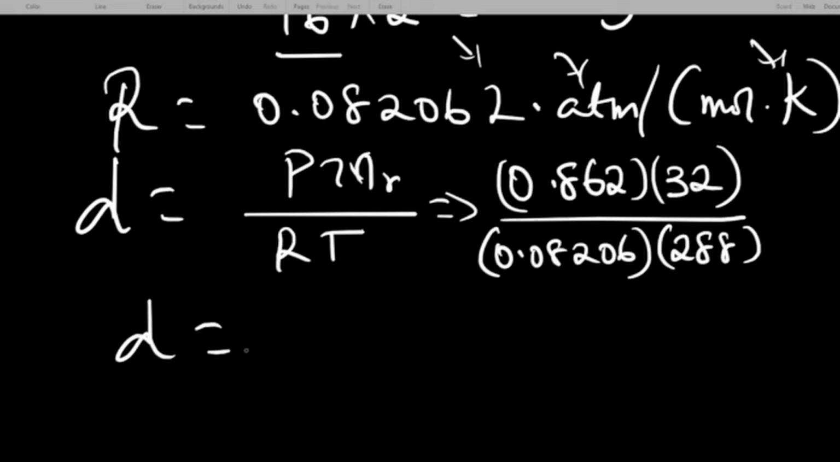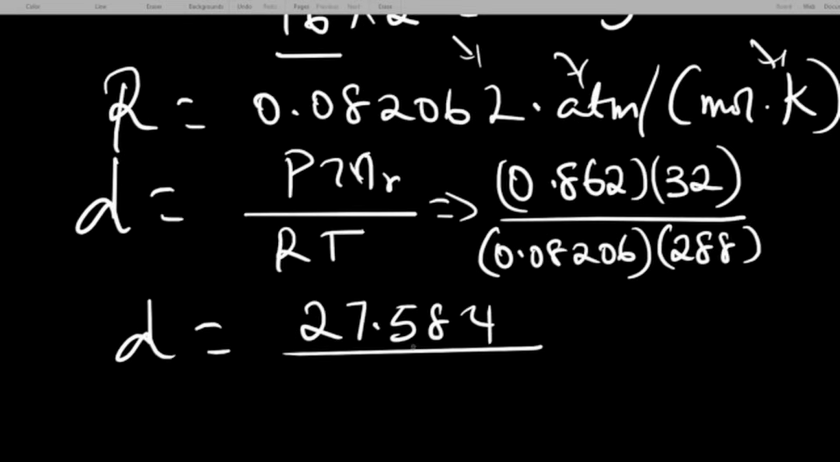So when you multiply 0.862 times 32, we have 27.584. And then for the denominator, we have 0.08206 times 288. It's giving me 23.